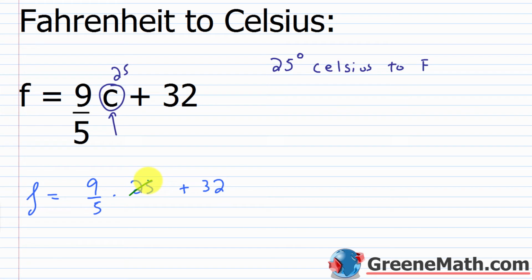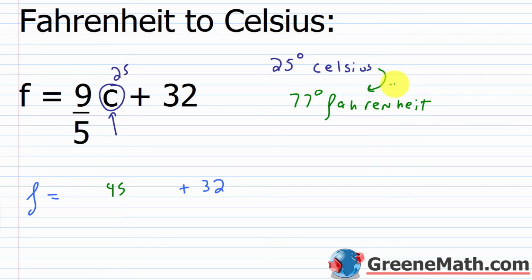We know that this would cancel with this and give me 5. 5 times 9 is 45. So you're looking at 45 plus 32. And we can do that in our head. 5 plus 2 is 7. 4 plus 3 is 7. So 25 degrees Celsius would be 77 degrees Fahrenheit. So those two are equal to each other.